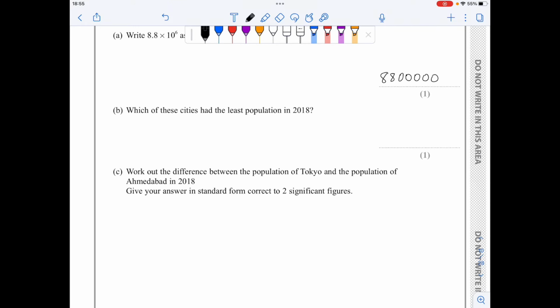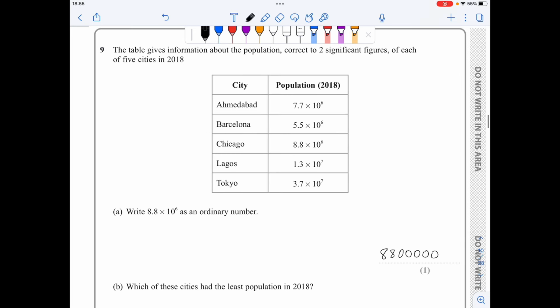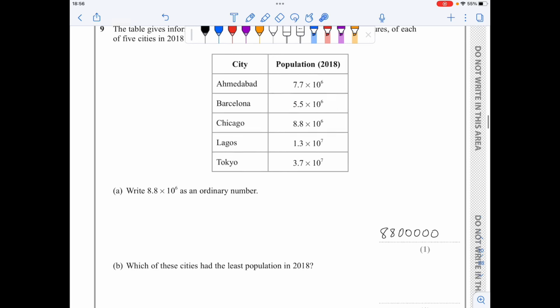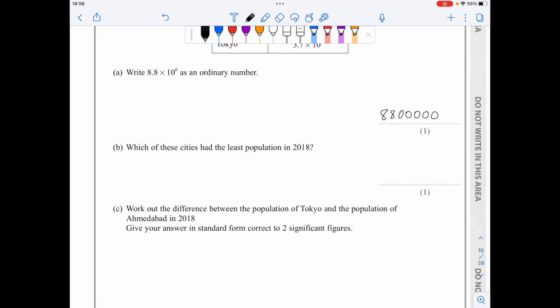For part B, to find the least population, use the smallest number. Now I've got 2 numbers with a power of 6. Out of those 2, this is the smallest one, so Barcelona is the answer.